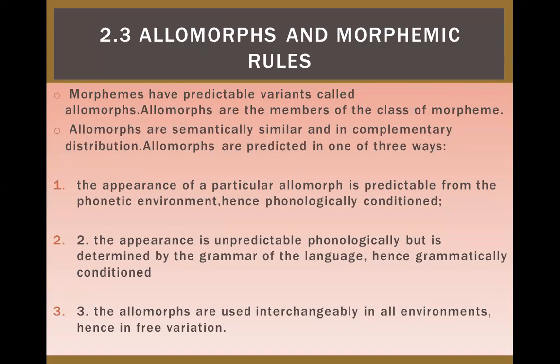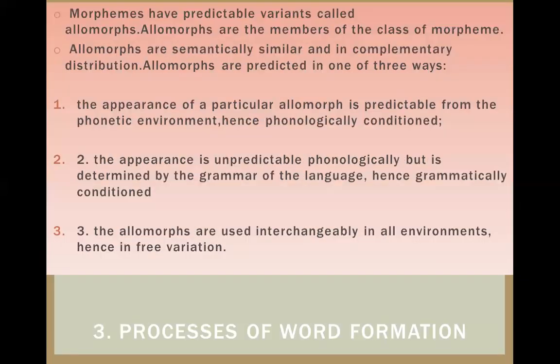The first is when the appearance of a particular allomorph is predictable from the phonetic environment, hence phonologically conditioned. The second is when the appearance is unpredictable phonologically but is determined by the grammar of the language, hence grammatically conditioned. The third is when the allomorphs are used interchangeably in all environments, hence in free variation.